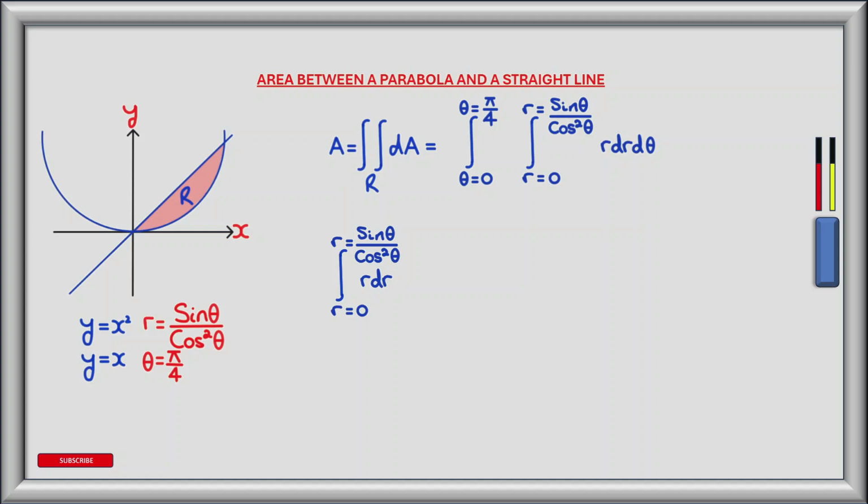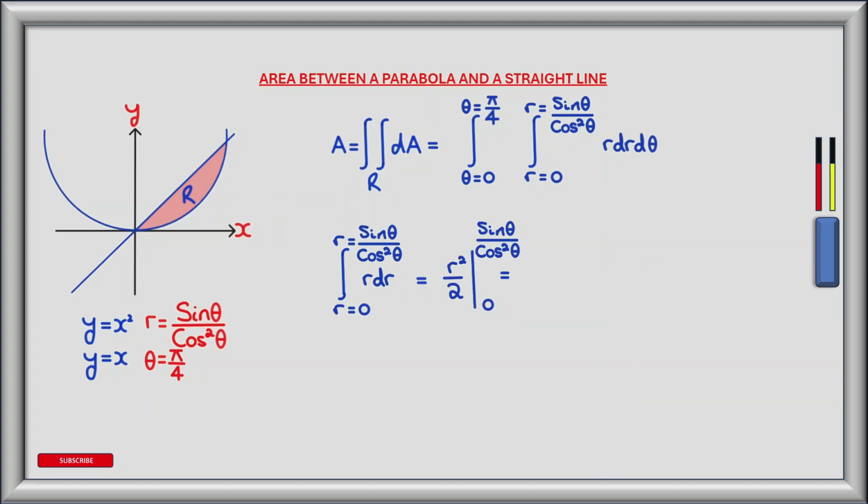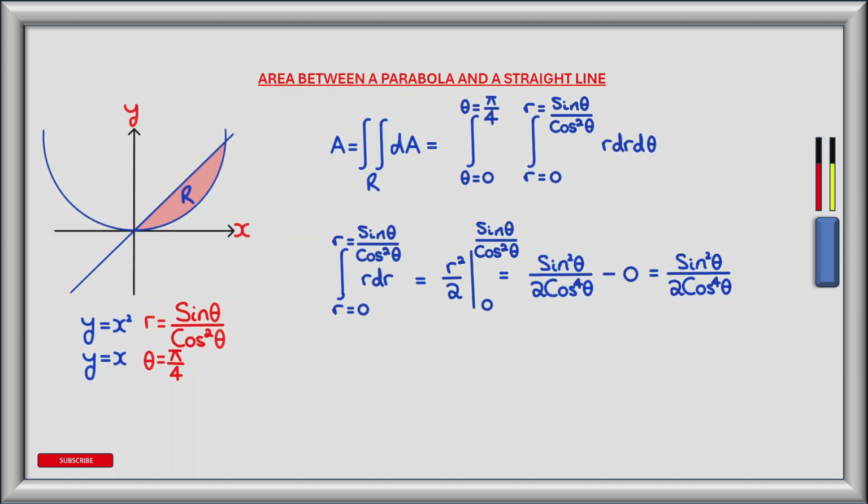Beginning with the inner integral, we have the integral from r equals 0 to r equals sin theta divided by cos squared theta of r dr. And the antiderivative of this is r squared divided by 2. And plugging the limits of integration in, we get sin squared theta divided by 2 cos to the power of 4 theta minus 0, which equals sin squared theta divided by 2 multiplied by cos to the power of 4 theta.